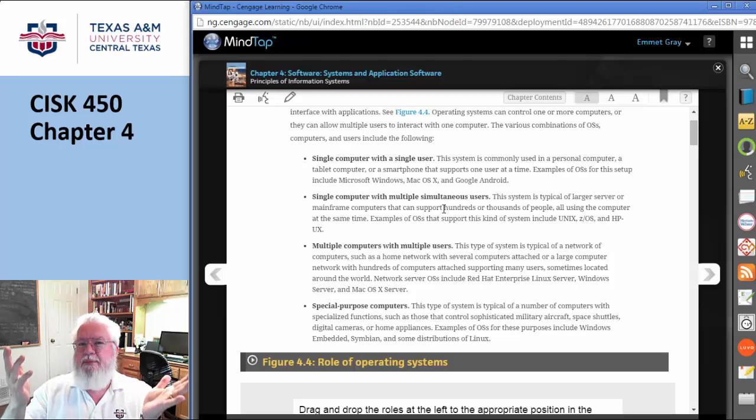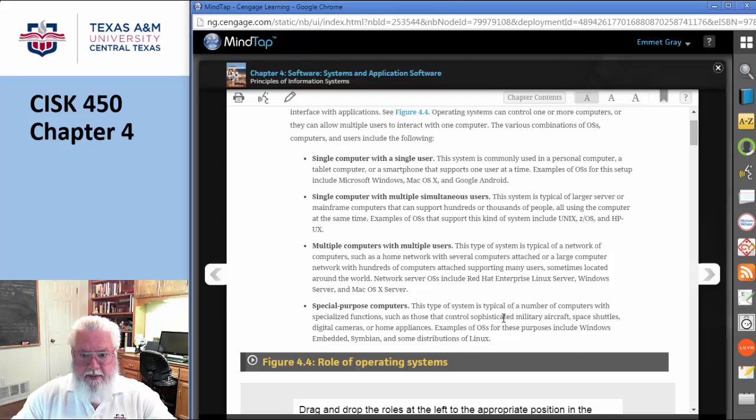But if I wanted 5 people concurrently running at the same time, I'd have to have a Windows Server product. Multiple computers with multiple users: this is where I have a server farm. I have like 5 or 6 servers, all linked together, and I've got 100 employees, that kind of stuff. And then, of course, special purpose systems. It could be a supercomputer in the basement doing something. They also have categories for specialized systems, like a GPS unit or embedded things like the new thermostats.